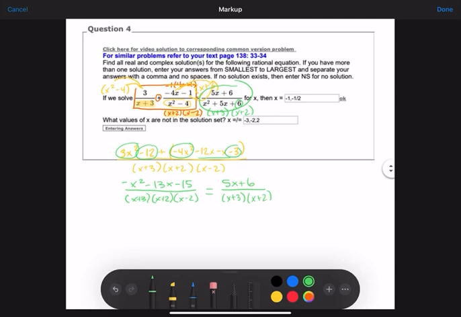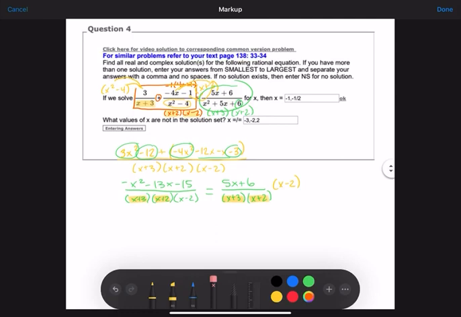Okay, so the good news here is that I do have a couple factors in common. I have an x plus 3 already, and I already have an x plus 2. So the only thing that I need to multiply this side by is this x minus 2, but once again, I'm going to have to do some FOILing.